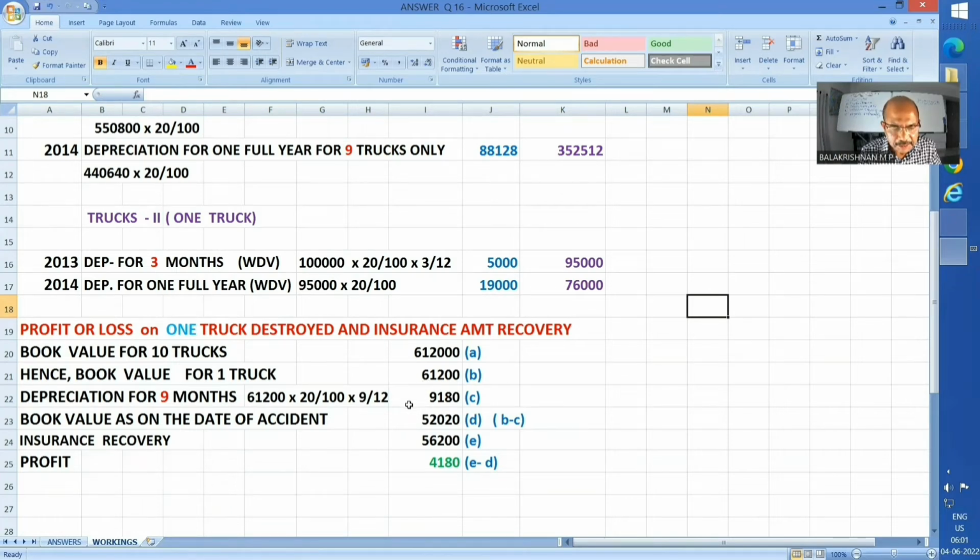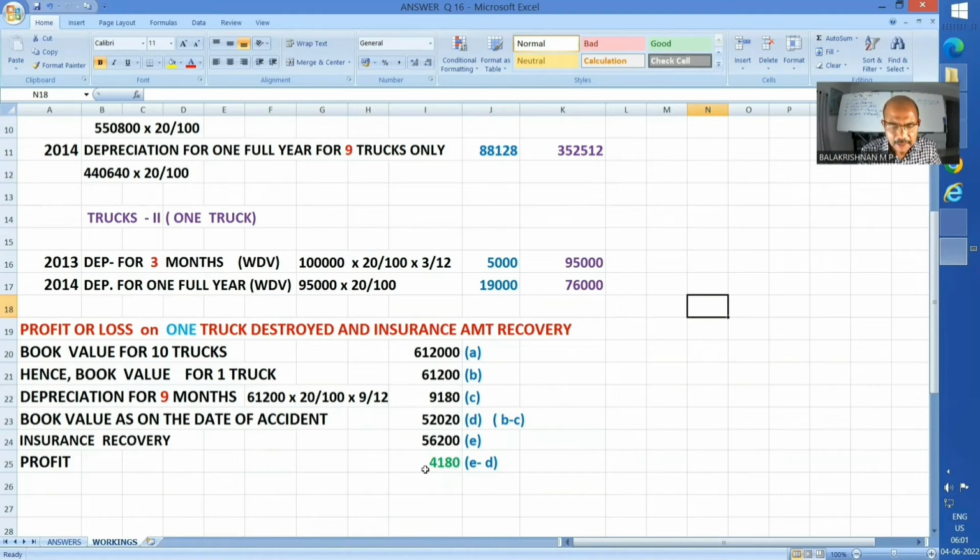What is the depreciation in respect of this particular truck? 61,200 at the rate into 9 by 12, because it served me up to September end only, January to September. So it comes to 9,180. What is the book value on the date of accident? Book value at year beginning minus the till-date depreciation: 52,020. Insurance recovery clearly given: 56,200. So there is a profit of 4,180.